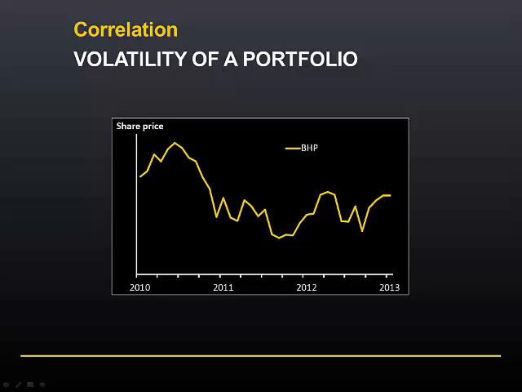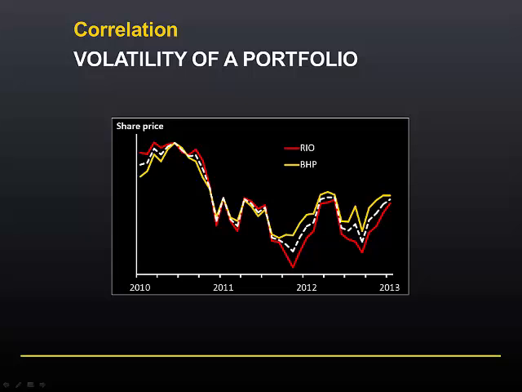Let's see what happens when we combine two different shares in a portfolio. This graph shows the variation in BHP's share price over a 3-year period. The red line is the variation in Rio Tinto's share price over the same period. BHP and Rio Tinto are both very large mining companies, and we would expect their share prices to move in a similar manner to each other.